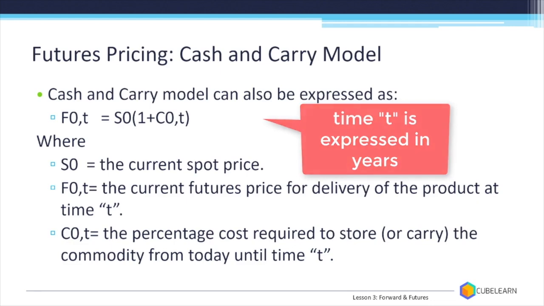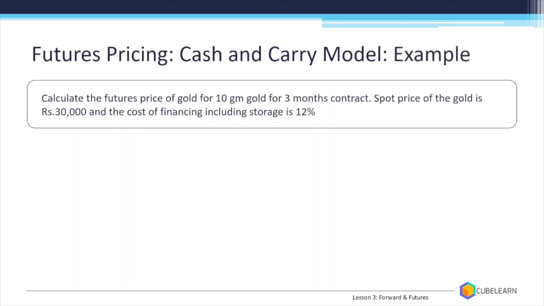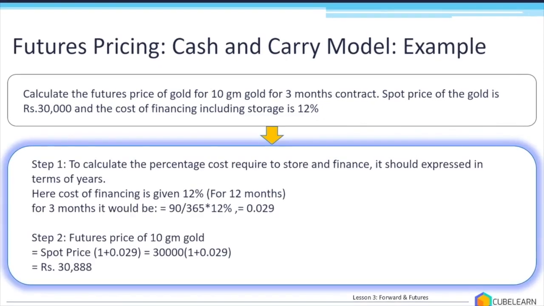In this example, calculate the futures price of 10 gram gold for a 3 months contract where the spot price is rupees 30,000 and the cost of financing including storage is 12% per annum. As you can see in these two steps, using the formula for 3 months at 12%, future price is rupees 30,888. Go through the working to understand the example.